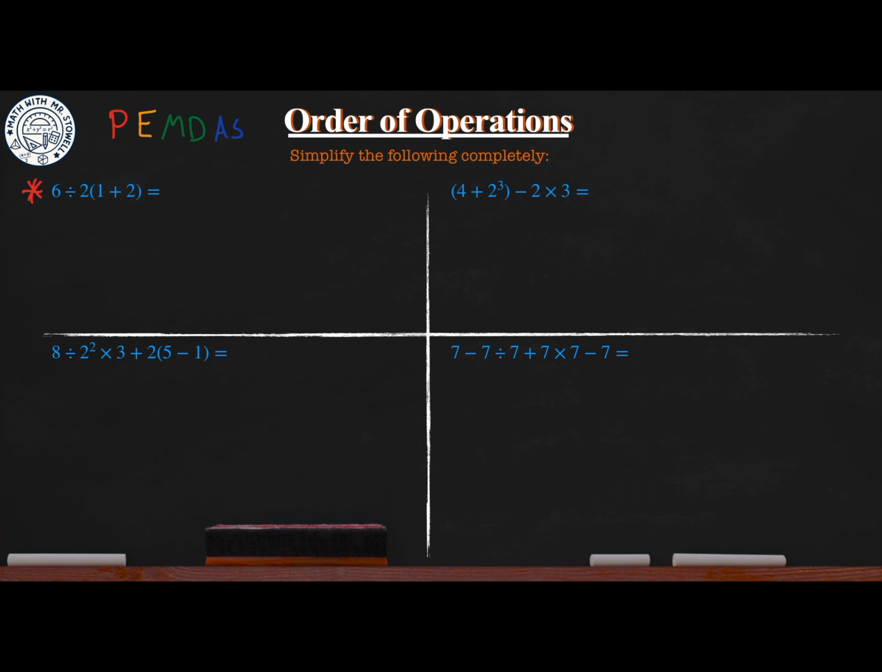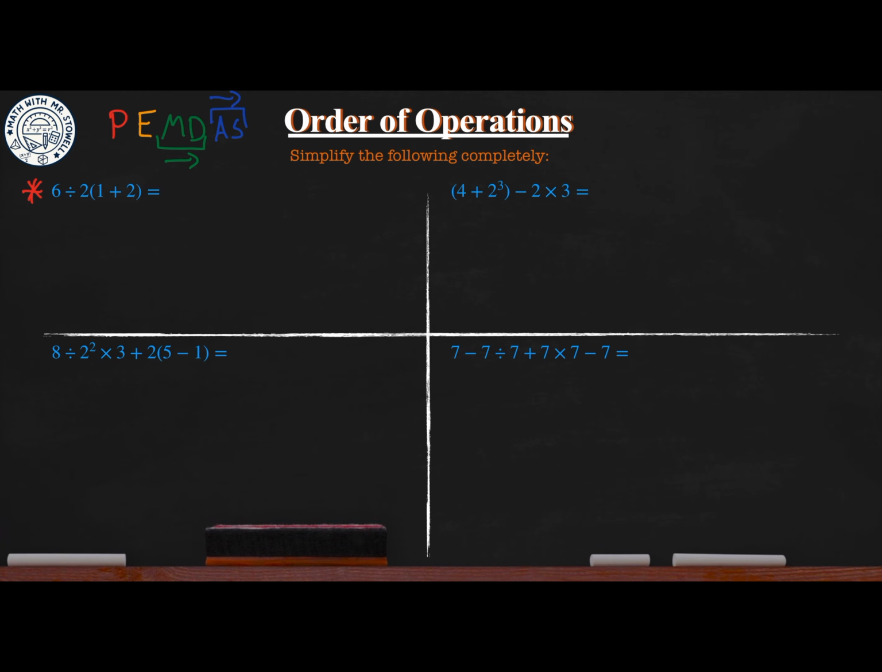Something a lot of people get wrong is that they forget that multiplication and division really is whichever one comes first from left to right. So if division shows up before multiplication and it is first on the left, we start with the division. If multiplication is first on the left, then we start with multiplication. The same is true with addition and subtraction. It's whichever one comes first from left to right. Those are some mistakes that a lot of people make.